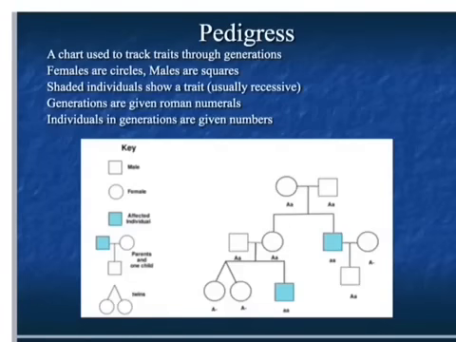Our final genetics video is going to be on pedigrees. Pedigrees are basically like a family tree, and there's some rules that you need to learn that are on your target sheet, so we'll go over them here. Females are always shown as circles and males are always shown as squares.